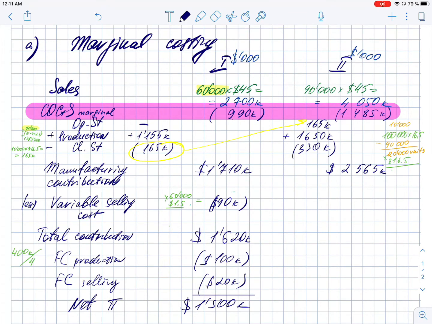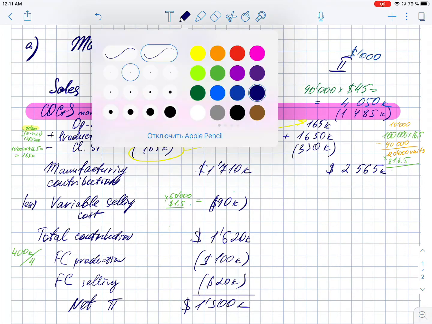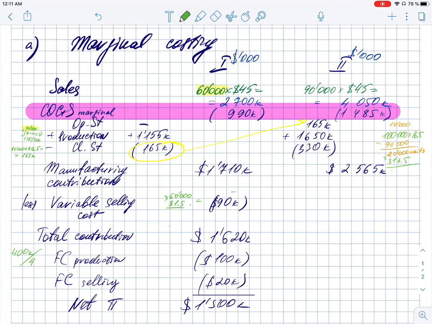2,565,000. Then we have to consider variable selling costs. And now we have to multiply units sold, 90,000, by the $1.50, which are variable selling costs.